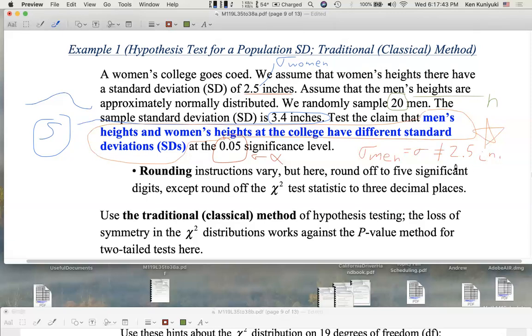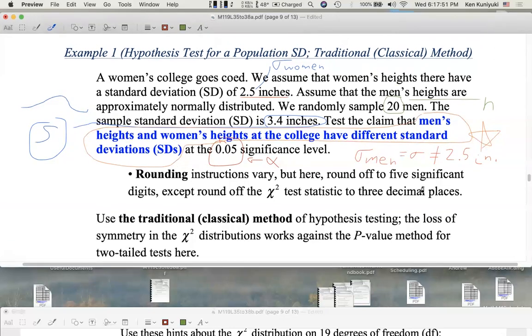Is this going to be the null or the alternative hypothesis? This does not include the case of equality. In fact, it's the only case that's excluded. Yeah, this got to be the alternative. That's the claim. And it's a claim based on the wording, right?